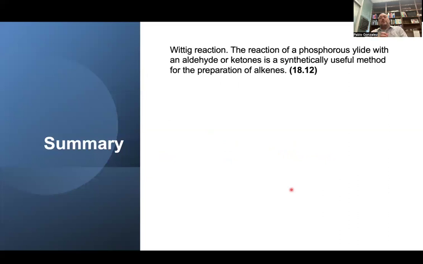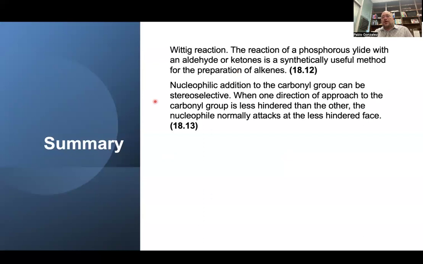The Wittig reaction is the reaction of a phosphorus ylide with an aldehyde or ketone, and it's a synthetically useful method for the preparation of alkenes. Also, nucleophilic addition to the carbonyl group can be stereoselective. When one direction of approach to the carbonyl group is less hindered than the other, the nucleophile normally attacks at the less hindered face. So that's going to be my main attack face.